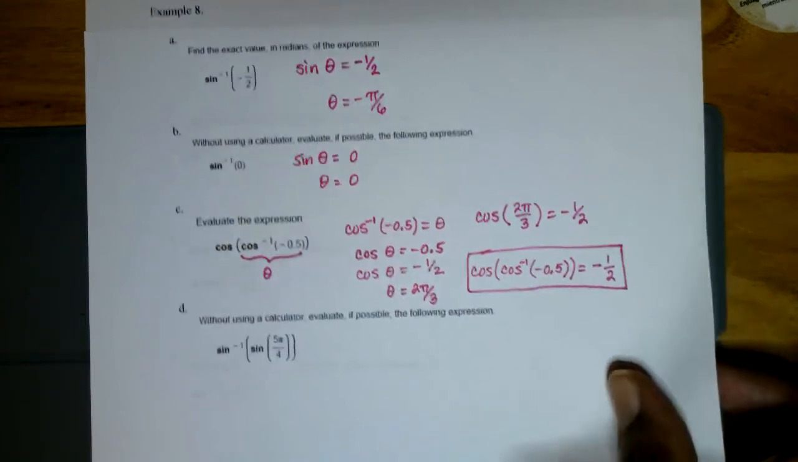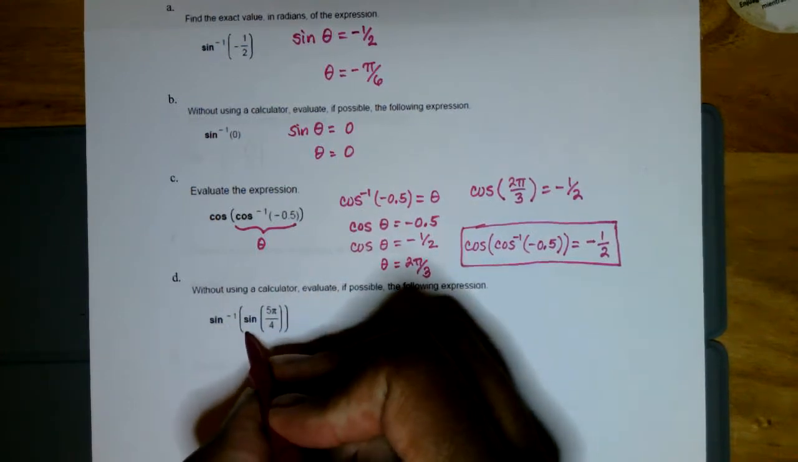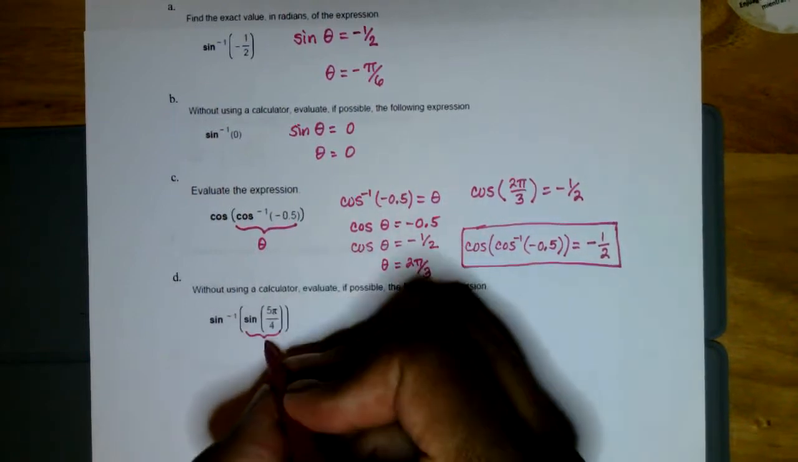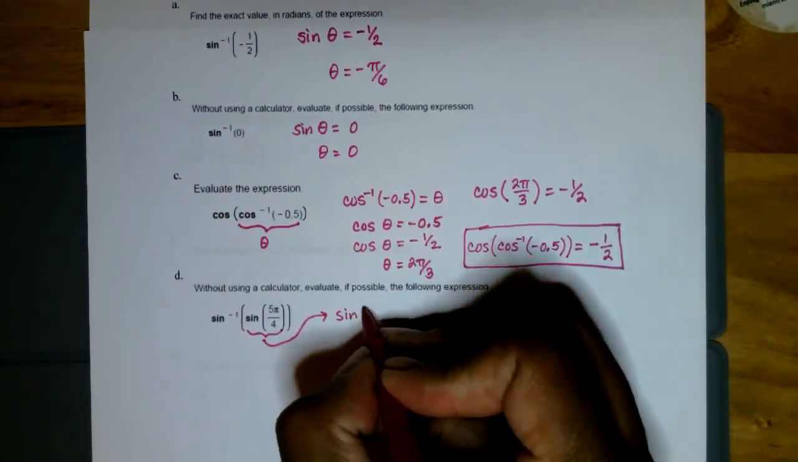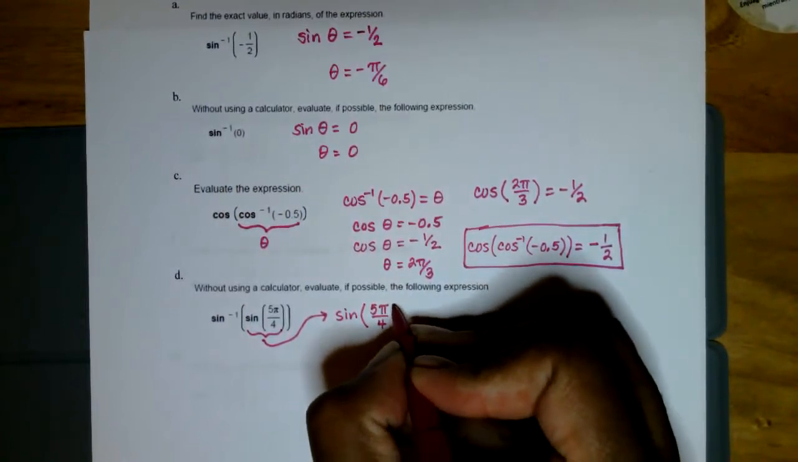All right, now here's part D. Again, without using the calculator, evaluate if possible the following expression. Here we got the inverse sine of the sine of 5 pi over 4. Okay, so here, this part right here, I'm going to do up to the side and evaluate the sine of 5 pi over 4.